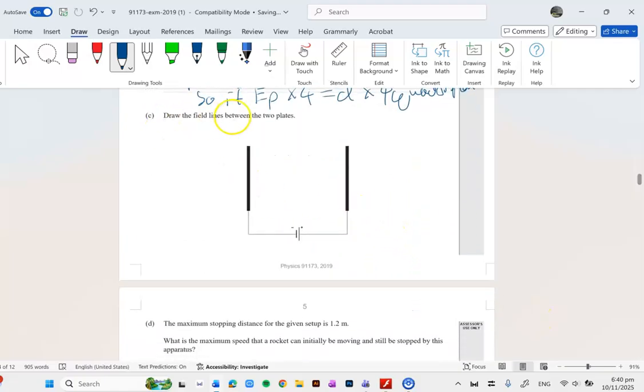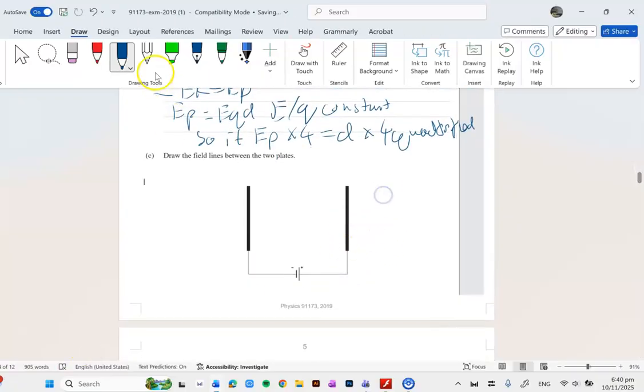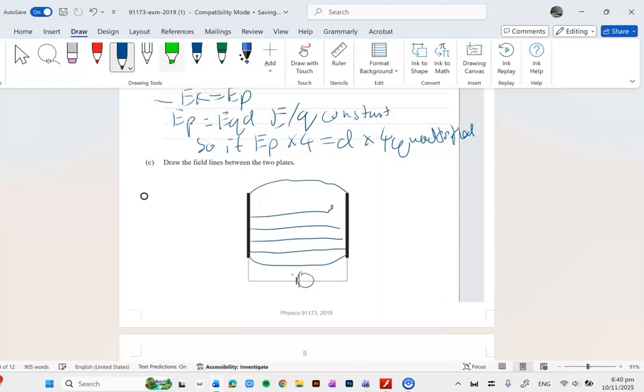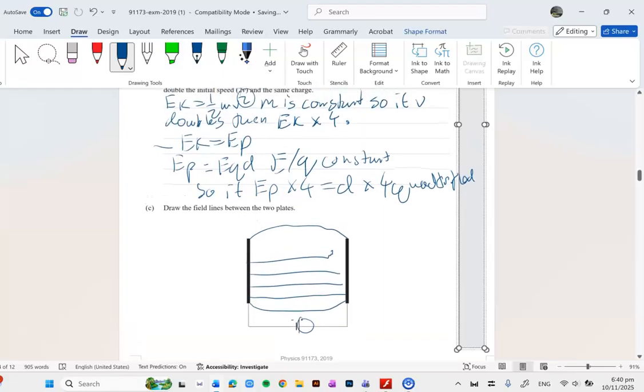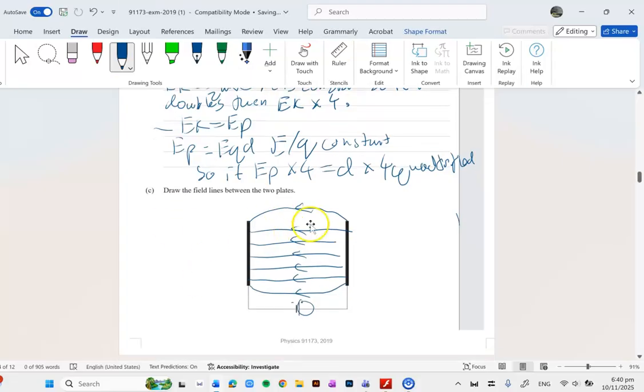Draw the field lines. Okay, I'll take my time. Curved bit here, positive. So draw my lines. Make sure they're evenly spaced. Oh, I'm gonna rub that out. That's not good enough. There, and make sure they're pointing from positive to negative. It's a really ugly field line, but it works.